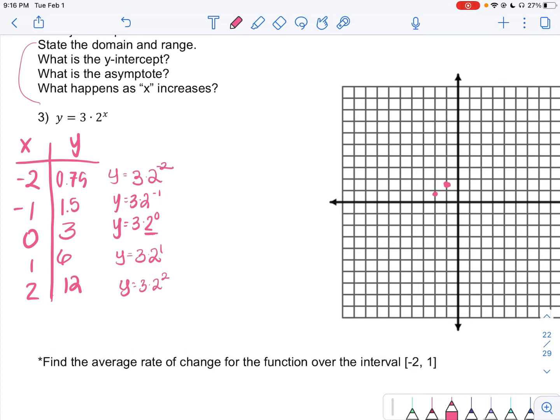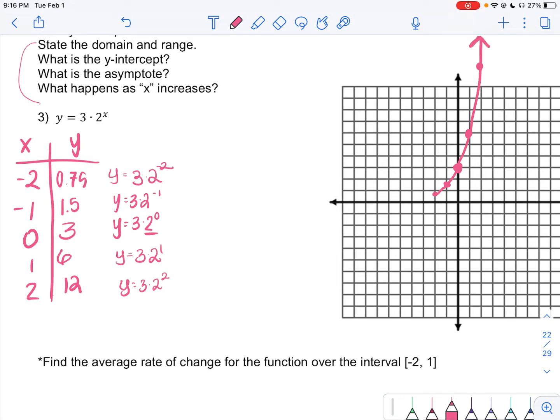X is 0, y is 3, x is 1, y is 6, so over 1 to the right, up 6, 2, 3, 4, 5, 6. And then that last one is off our graph, so it would be somewhere like up here. Okay, so notice that this is not a straight line. Our exponential curves look something like this.